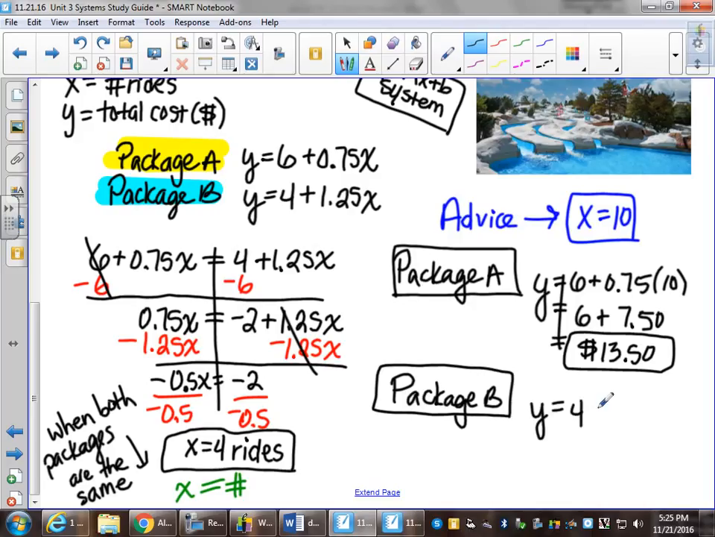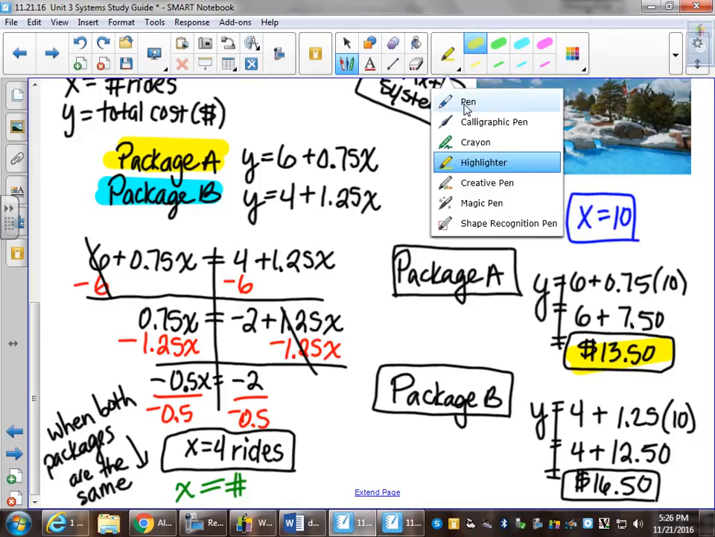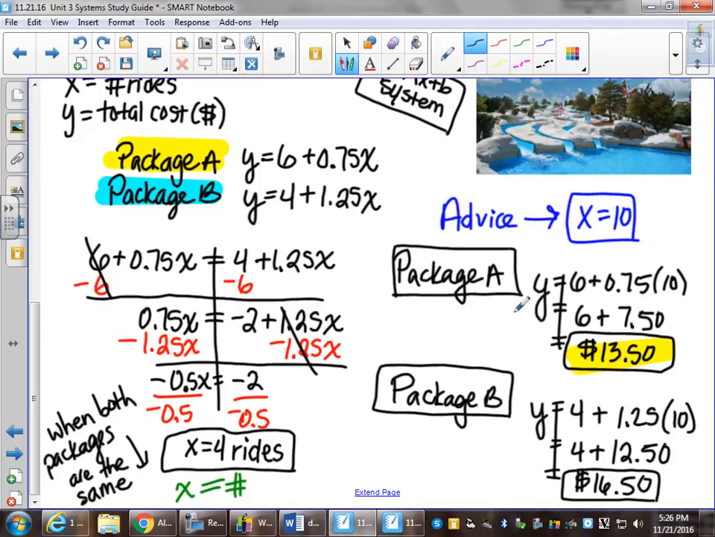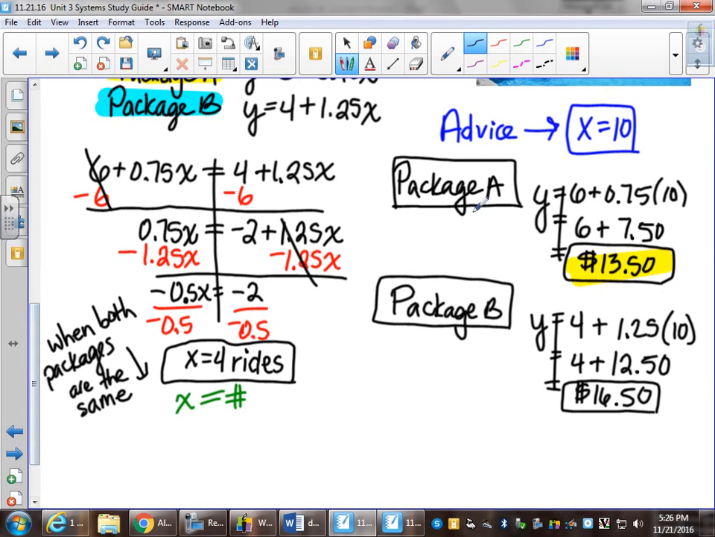That'll be y equals 4 plus 1.25 times 10. 4 plus 12.50. Which is cheaper? This one comes out cheaper. We picked an arbitrary, a random number bigger than 4, and package A came out cheaper, which means that for any number of rides over 4, you should pick package A.